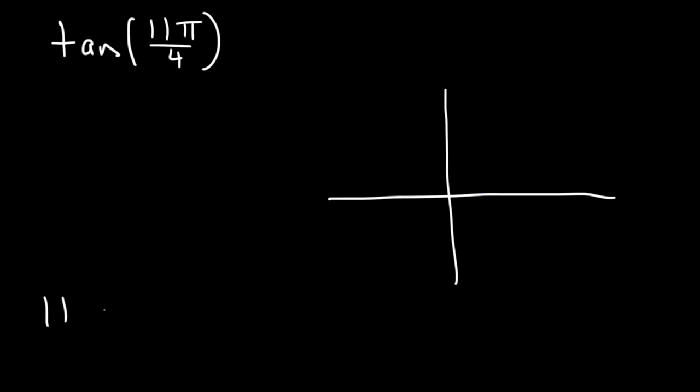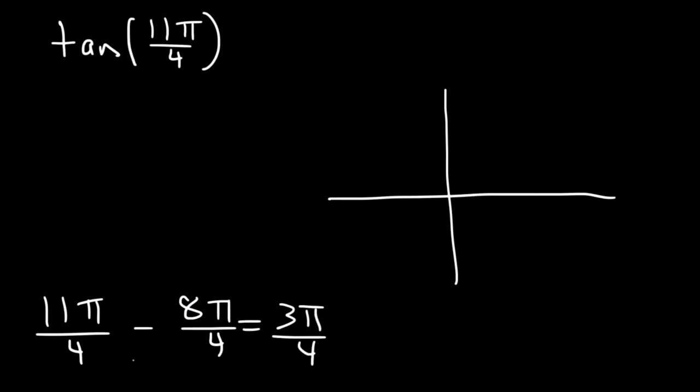Now if you recall, to find the coterminal angle, you need to add or subtract by 360 or 2 pi. So 11 pi over 4 is more than 360. It's greater than 2 pi. So we've got to subtract by 2 pi, which is the same as 8 pi over 4. And this will give us 3 pi over 4, which is in quadrant 2.